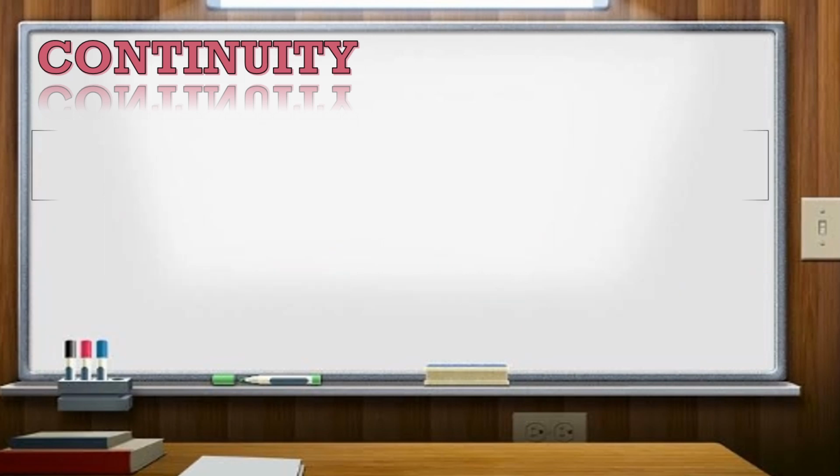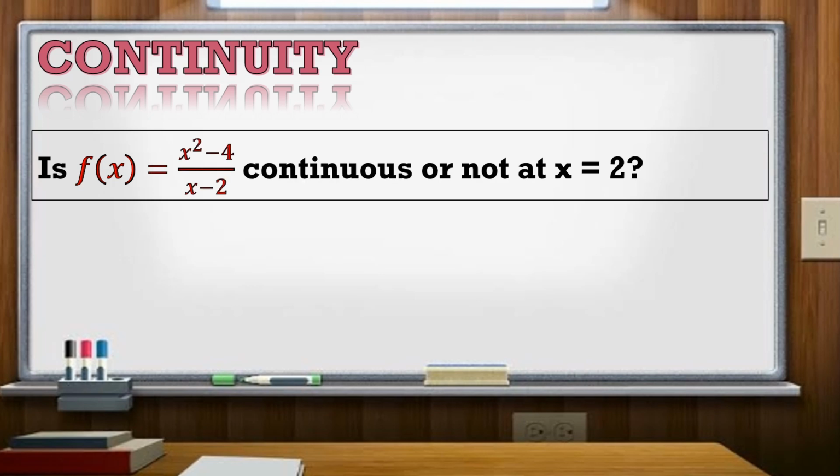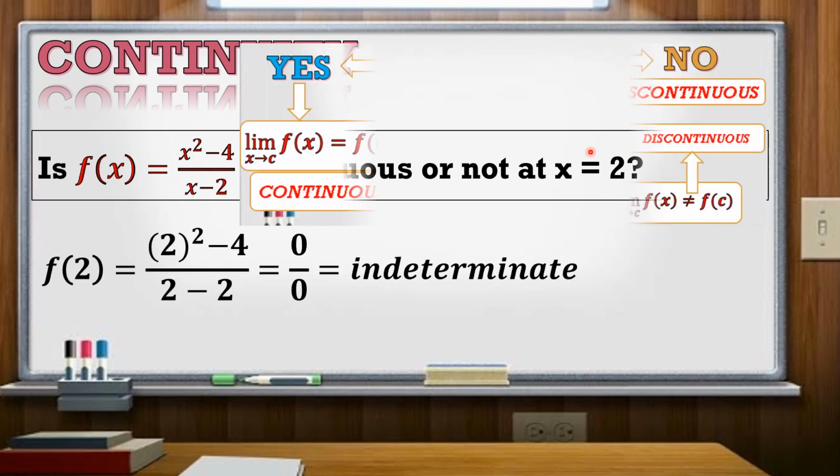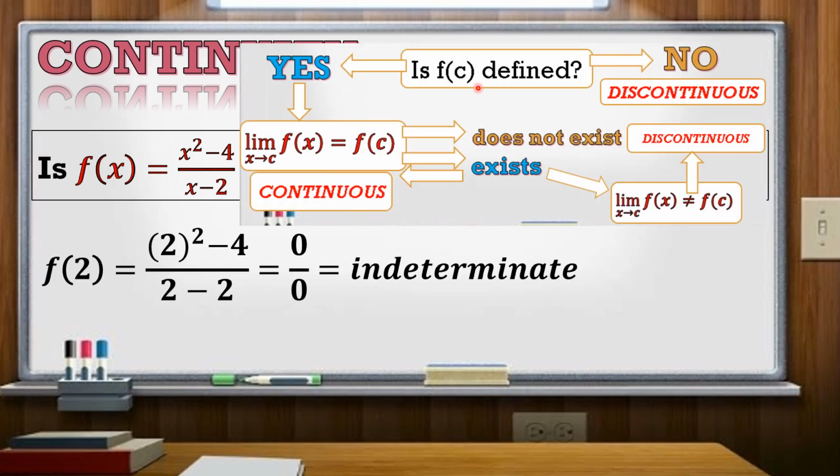Let's see for example. We have f of x is equal to x squared minus 4 over x minus 2. Is it continuous or not at x is equal to 2? Anong gagawin natin dito? We will begin by trying to calculate for your f of 2. Yun yung first step natin. Kasi based on the strategy na meron tayo, hahanapin muna natin kung defined ba yung f of c natin by direct substitution. So again, our x is equal to 2.